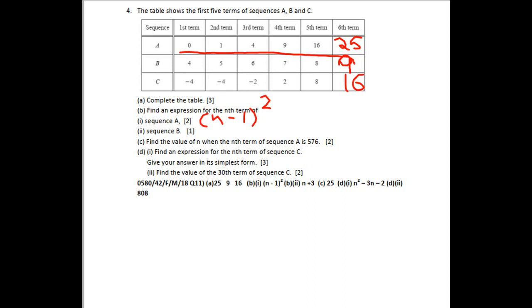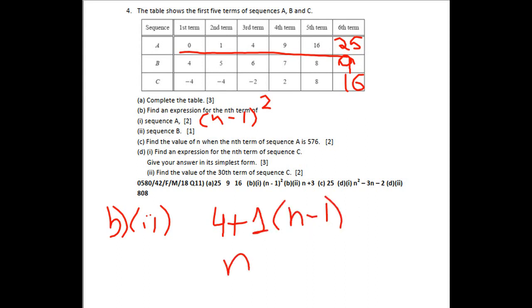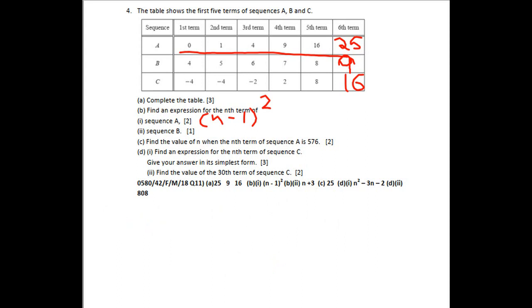Find the nth term for sequence B. So sequence B is simply 4, then 5, then 6, then 7, then 8, and 9. So this is first level common difference. The formula for that is a plus d(n minus 1). So 4 plus common difference is 1, times (n minus 1). So open brackets, we get 4 plus n minus 1. So we get n plus 3, which is the answer for part B2. This is n plus 3.